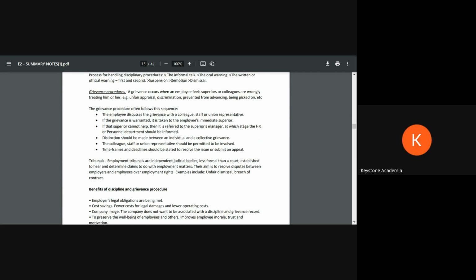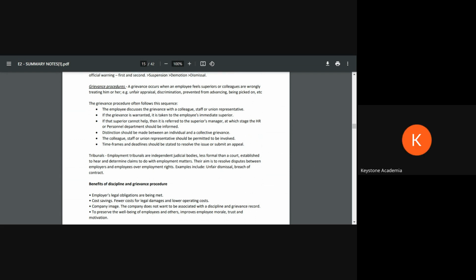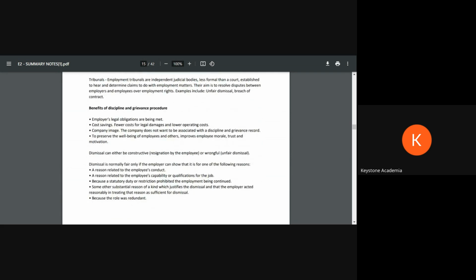So we already talked about discipline and grievance procedure. This is a legal rule. You cannot straight up fire or do anything. There are certain rules and regulations that you need to follow. One benefit of following the discipline and grievance procedure is that the employer's legal obligation is met. Cost is saved because legal damages can be prevented, and there won't be any issues with the employees either. Even if they face unfair treatment and quit, you've already investigated and finished it properly. The reputation is preserved. These are some of the benefits of following the proper discipline and grievance procedure. Okay?